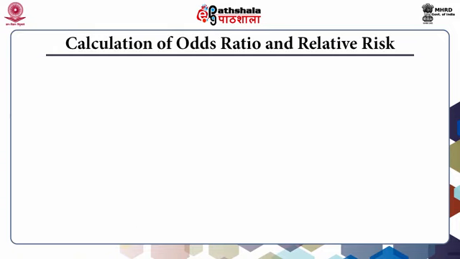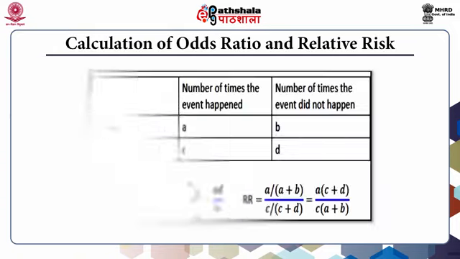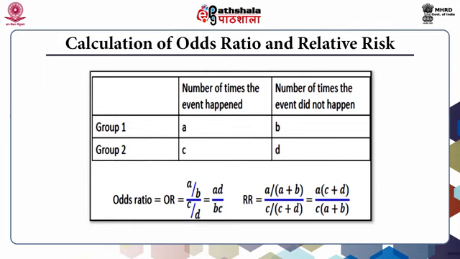Calculation of odds ratio and relative risk. In this slide, let us consider two groups, group 1 and group 2. The number of times the event happened in case of group 1 be A and that in case of group 2 be C. The number of times the event did not happen in group 1 be B and that in case of group 2 be D. The odds ratio is given as AD divided by BC, whereas the relative risk is given as A into C plus D divided by C into A plus B.